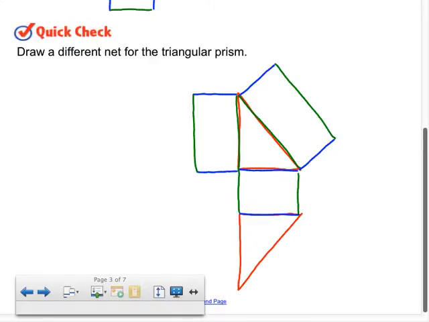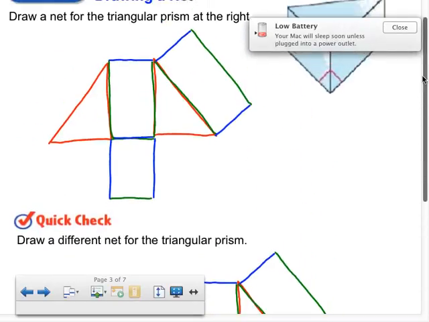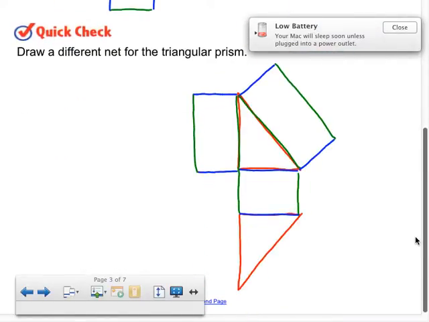So we've already seen how many nets? Three different nets. So this is how you had it? Okay, so it depends on your creativity. You could probably come up with many more, right? But these are nets for the same three-dimensional figure. Okay, so do we understand what a net is? Any questions about a net?